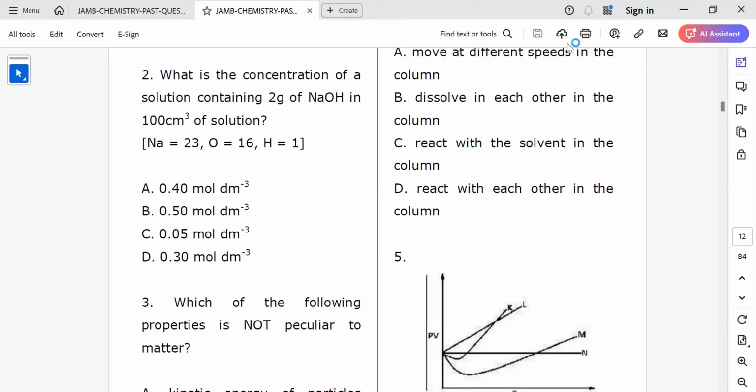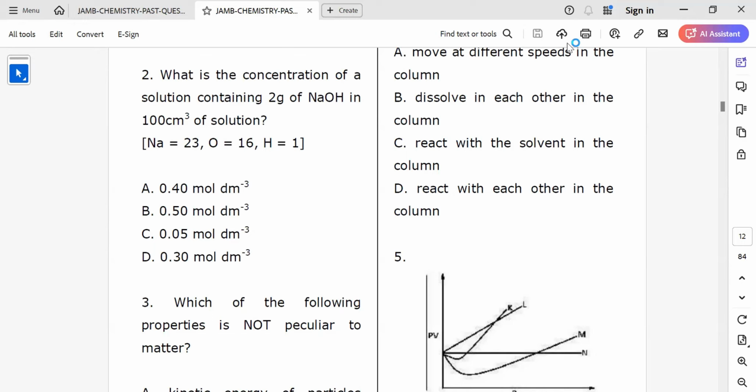This time around, we are going to look at some solutions to some questions which may help you in passing your first UTME as well as JAMB. The question says, what is the concentration of a solution containing 2 grams of sodium hydroxide in 100 centimeter cube of a solution, and the molar mass of the individual element from sodium hydroxide is given in brackets, and the following options are available. So now we are going to solve the problem.